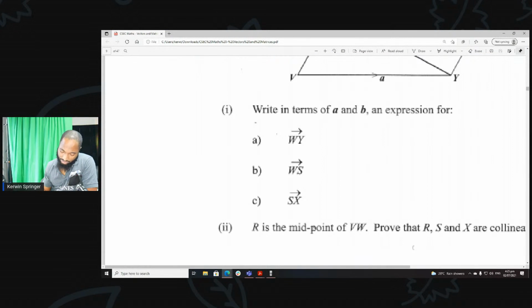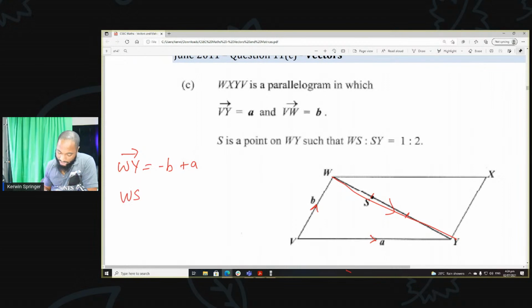WS. So WS is 1/3 of the way to WY. I could take this and as a teacher, I'm taking this, but I'm going to spread it out a little bit. You could say 1/3 B plus 1/3 A. Don't forget the negative sign from this one. So that's WS, 1/3 of the way.